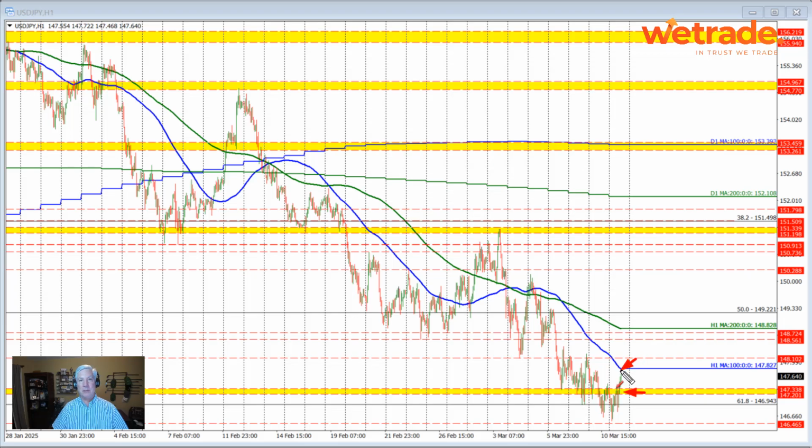If we're going to push to the upside, we need to get above the 100-hour moving average and stay above that level. We tried last week right here and failed. Then use both those moving averages, the 100 and 200, as resistance. So getting above the 100-hour moving average is needed to push this price to the upside.